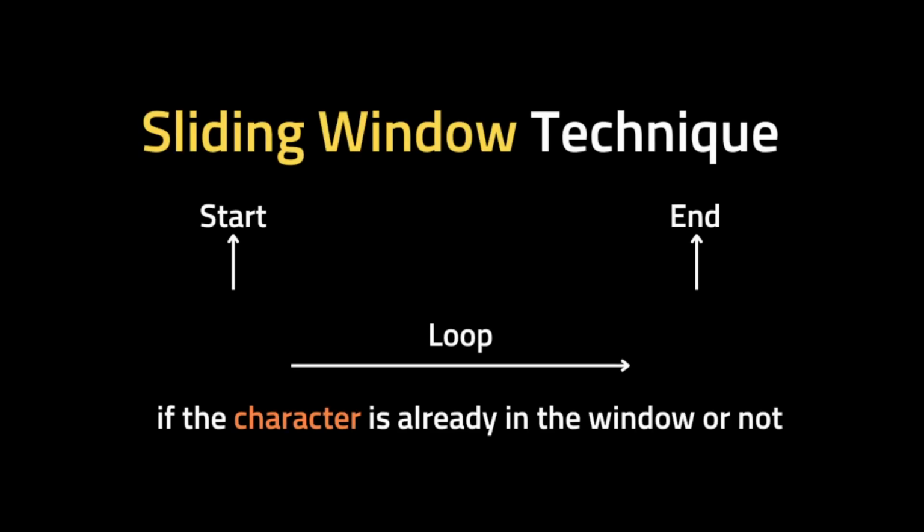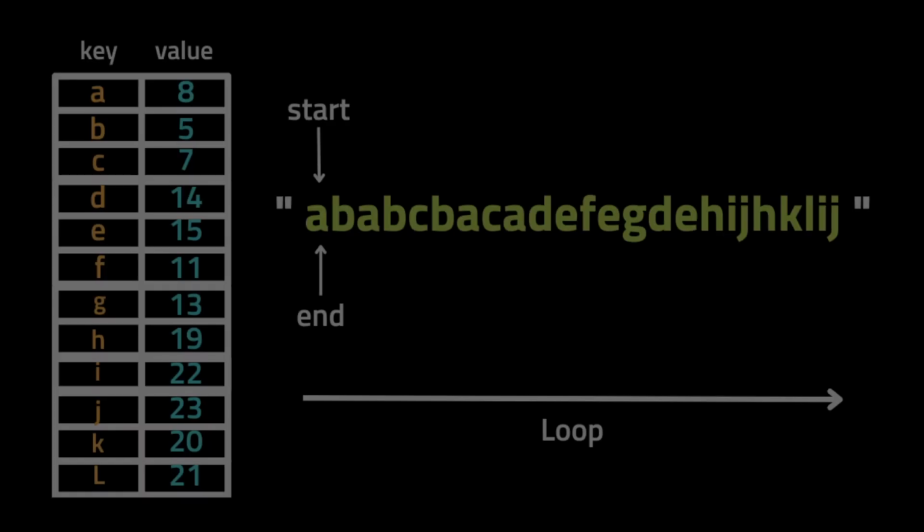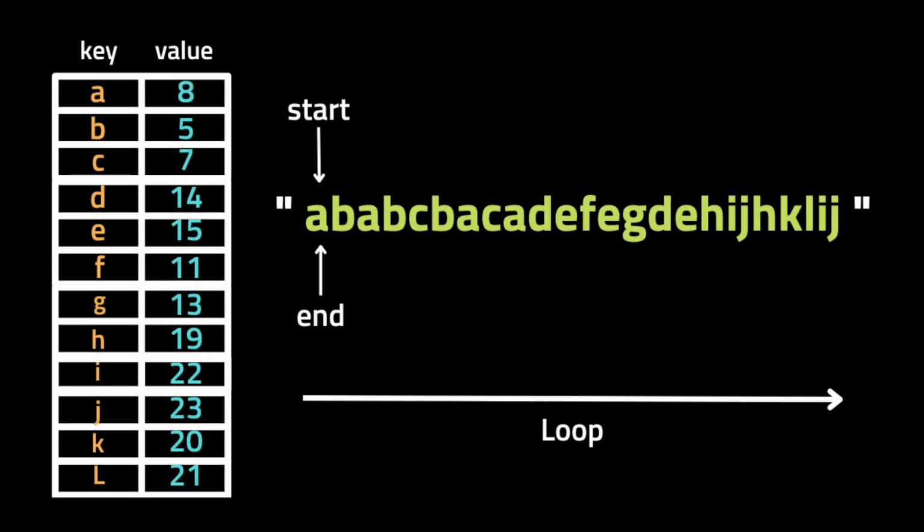To solve this problem, we're going to use the sliding window technique, and the window is going to have start and end pointers. Then we're going to iterate throughout the string, and each time we check if the character is already in the window or not. So let's say we have this input string. The first thing we're going to do is create a hash map to keep track of the last appearance of each letter in the input string. Then we will set two pointers, start and end, that will represent the size of the window.